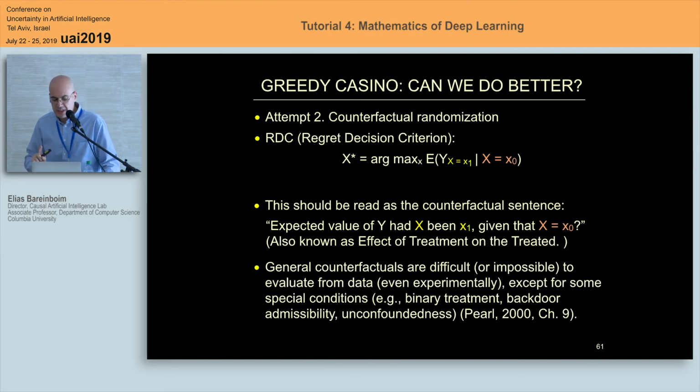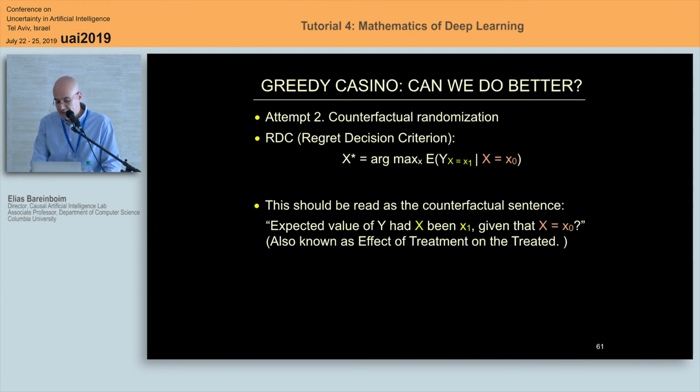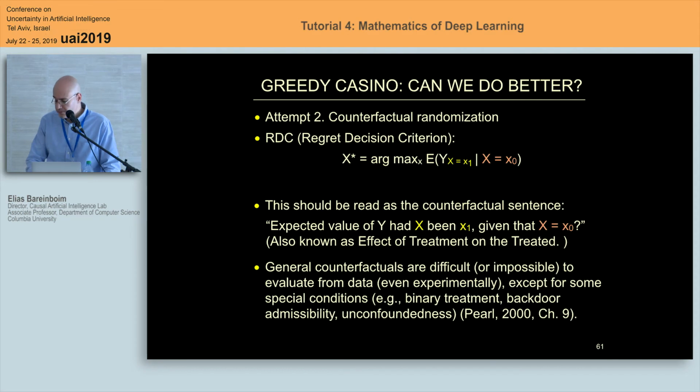But let me make a note. General counterfactuals like that, y sub x given x prime, we call ETT, effect of treatment on the treated. General counterfactuals are difficult or impossible to evaluate from data, even when you can do layer 2 experiments, except for some very special conditions, such as binary treatments, backdoor admissible, there is no confounding, and so on. Then you can go to chapter 9 of Causality, and there are other references, and you see that.